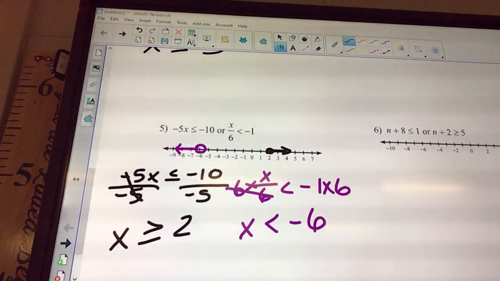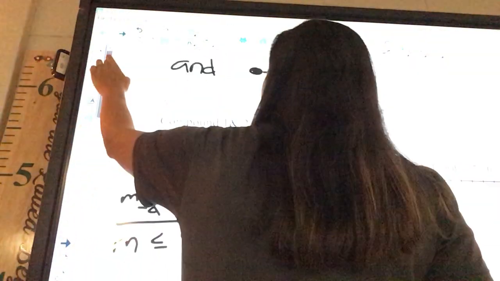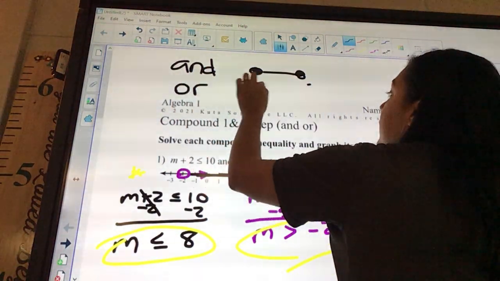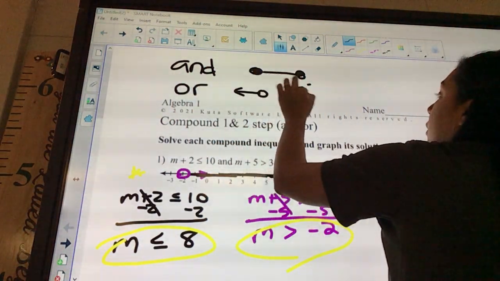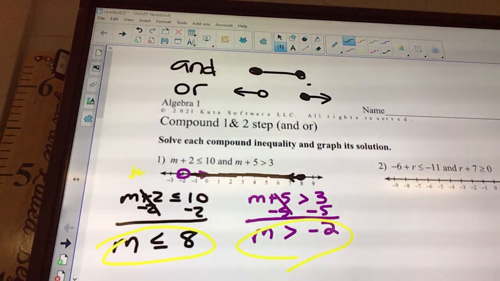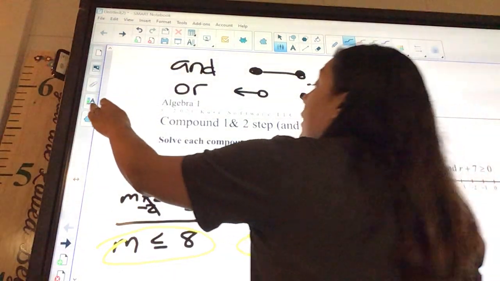Okay, so ors go out. So if you wanted to write yourself a note, ands go in, and or is going to be pointed out. They should be away from each other. And so that gives you an idea. Granted, you still are going to have to read the inequality, but this way you know what it should look like. So if it's an or problem and they're not pointed out, then you either read something wrong, you graphed something wrong, maybe you forgot to flip.